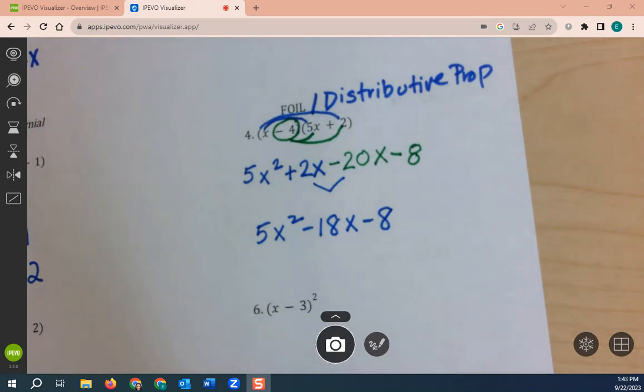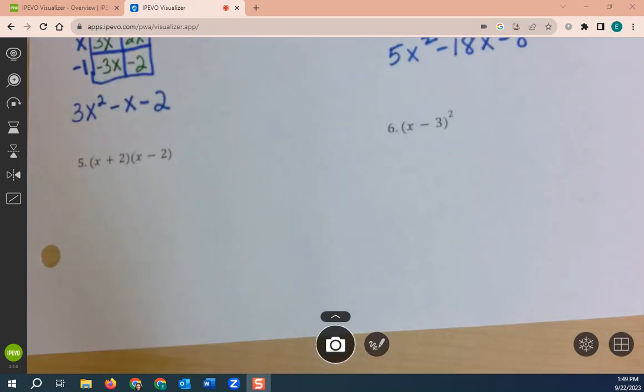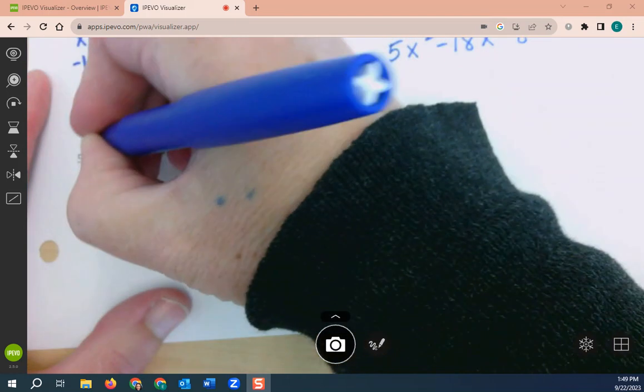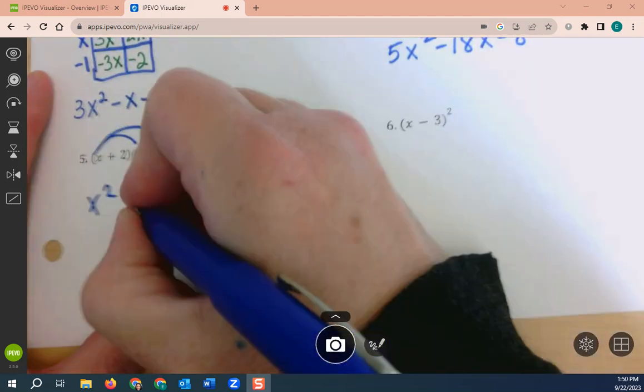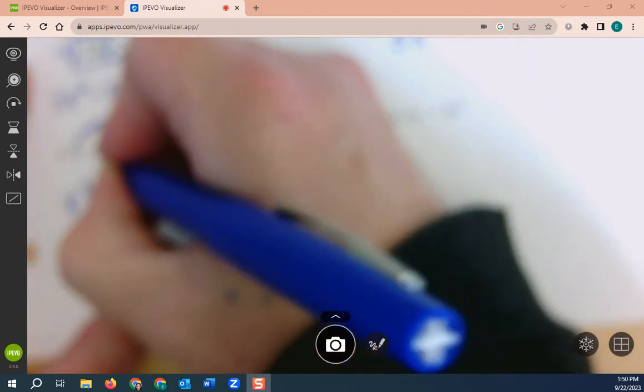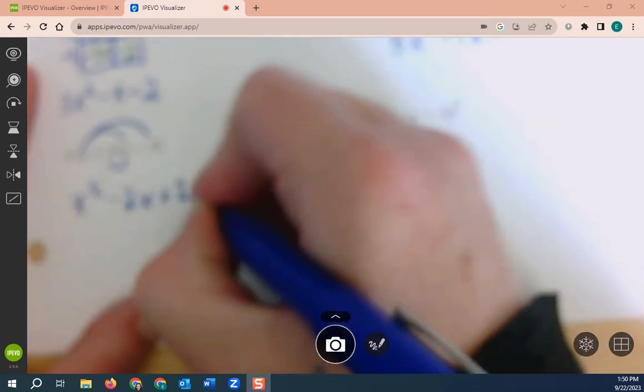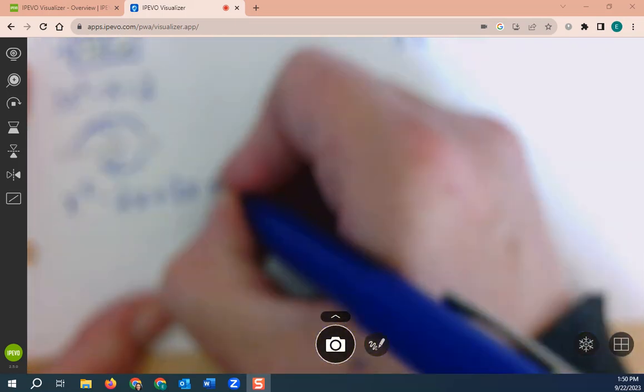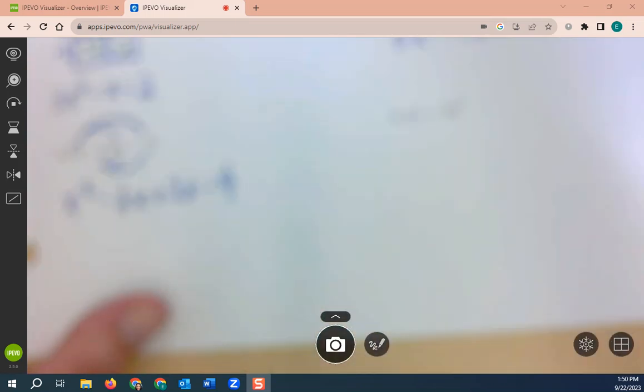All right, you have 2 more problems on your page, and so you can use whatever method you want. I'm going to tell you the wrong answer to number 6 so that you don't waste any time on it. Here we go. All right. So distributive property for number 5, I'm going to do x times x, x squared. X times negative 2 is negative 2x. 2 times x is 2x. And 2 times negative 2 is negative 4.